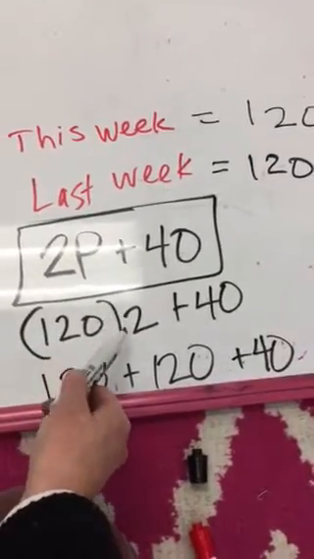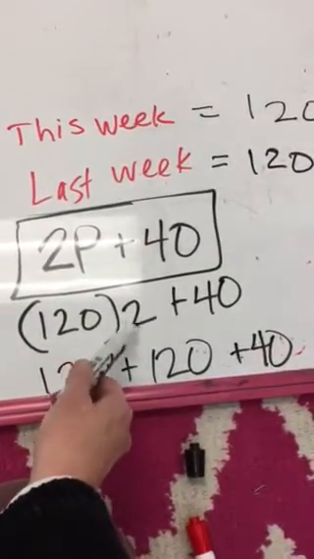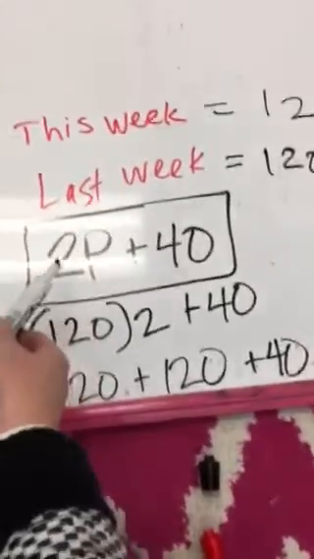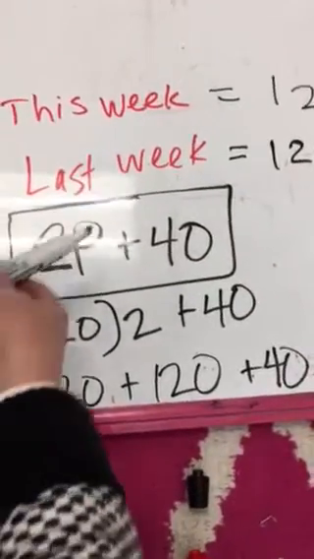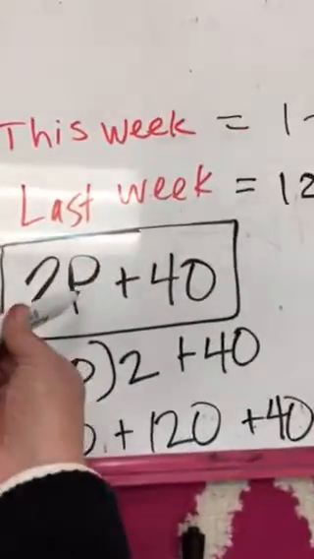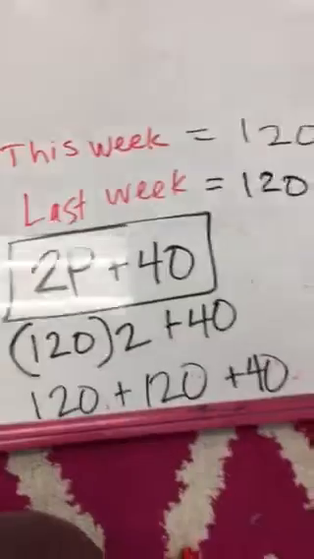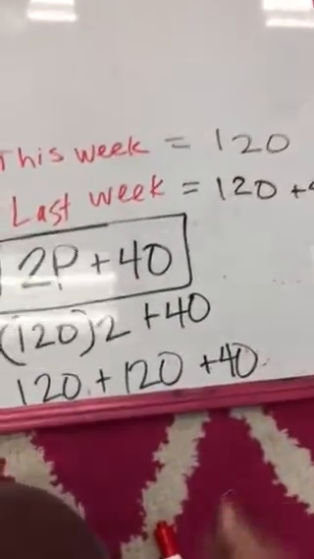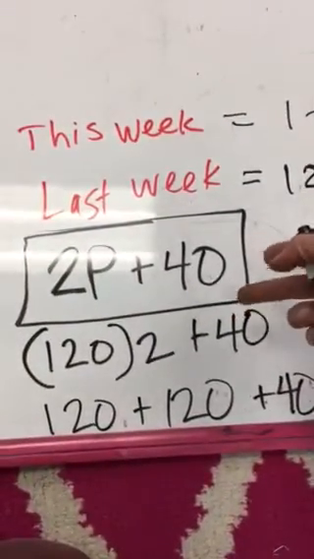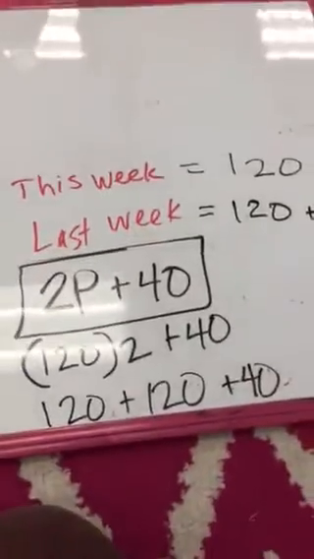Remember, when there's nothing between the parentheses and a number, it becomes multiplication. And this would be an algebraic equation. I've substituted the variable letter P to represent the value of 120. Okay, so either would be acceptable. We do want to work on efficiency though, so these are what I'm looking for.